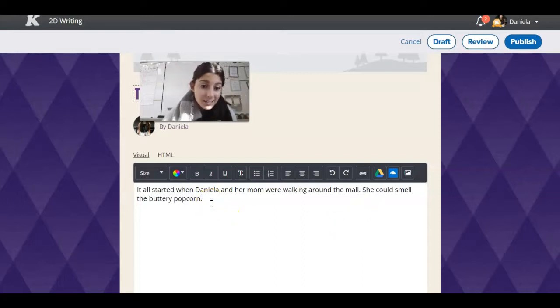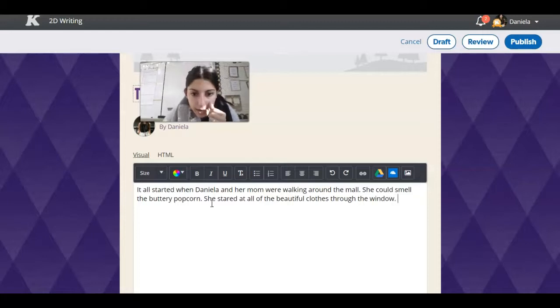And then my last sentence for the beginning is she started, or I'm sorry, not started, she stared at all of the beautiful clothes through the window. And again, I will check. Did I have a capital letter at the beginning of my sentence and a period at the end? Perfect. Now, boys and girls, I do want to teach you something.